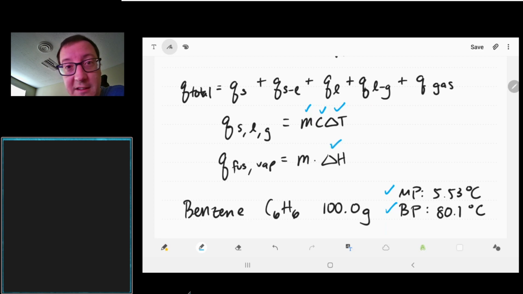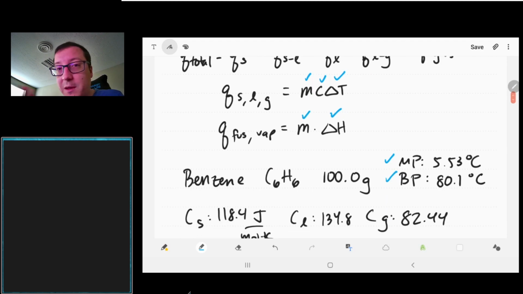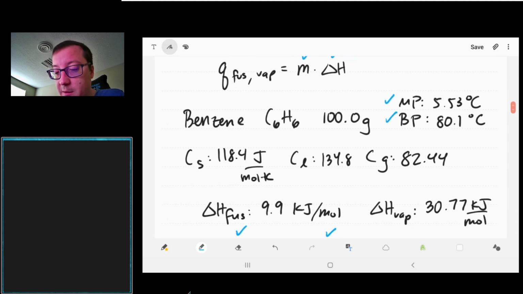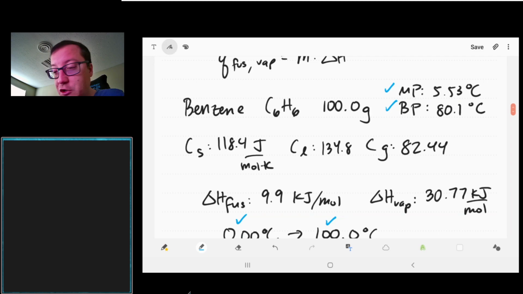We already have the delta H's given to us as constants, and so we're going to just need our moles there as well. So remember, M could be mass or moles. It just depends on the units of your heat capacity and delta H. All of these look to be in units of moles, so we're going to use moles for all of the Q's for this one. So let's go ahead and get that mole ready.